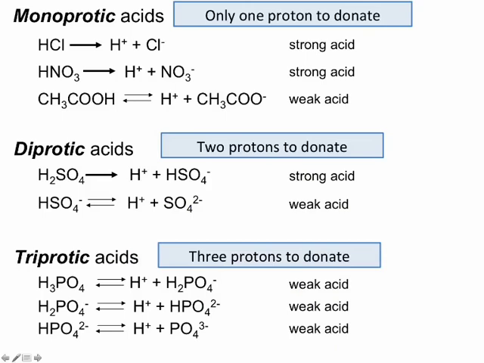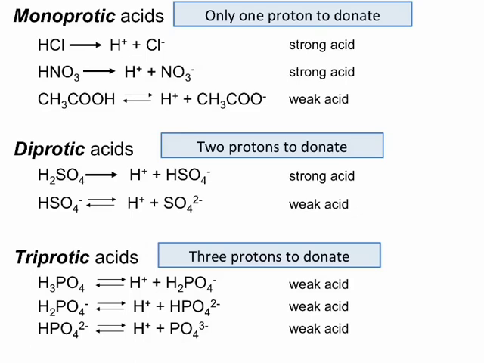Something else you should know about acids and bases is that they can be monoprotic, diprotic, triprotic, and so forth. And so monoprotic acids have only one proton that can come off of the overall molecule to form H+ in solution. So hydrochloric, nitric, acetic acid, those are monoprotic acids. They'll produce one H+.